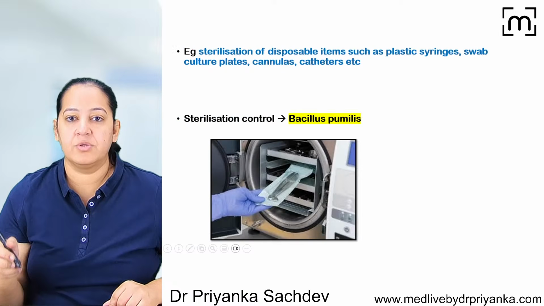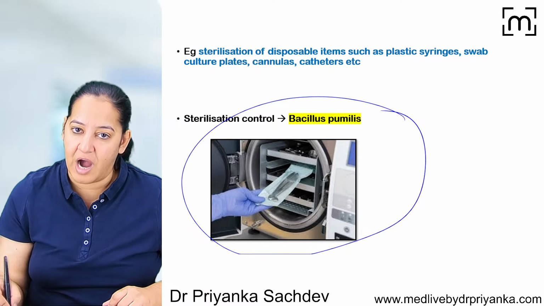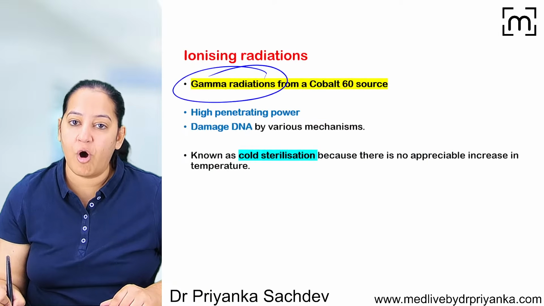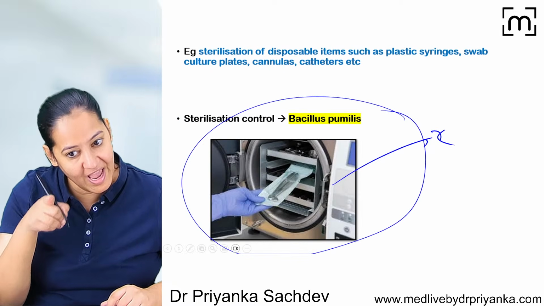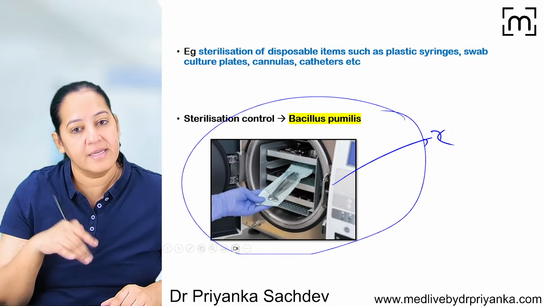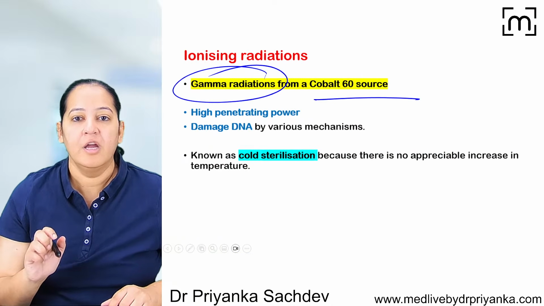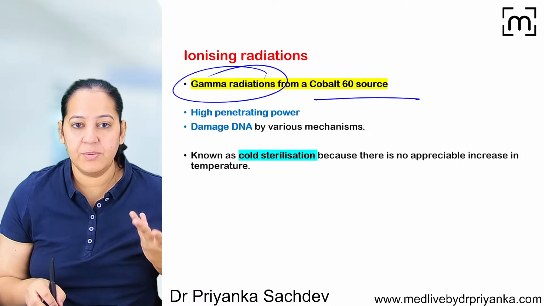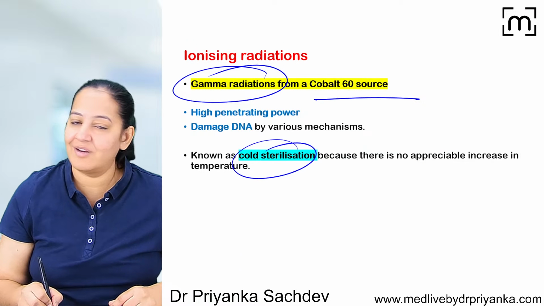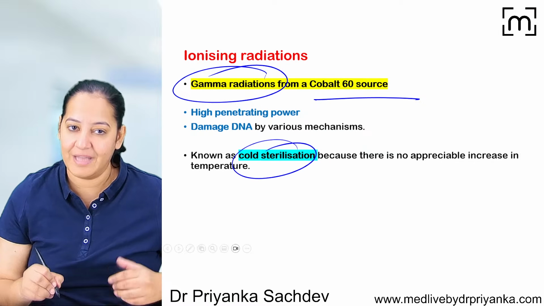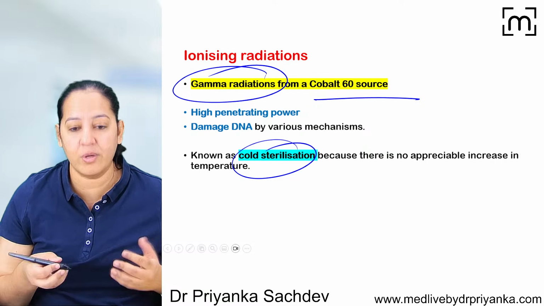From where we generated? So there is a machine. You can see inside which the gamma rays are generated from cobalt 60. It is already having cobalt 60 inside that. Inside which the gamma rays are generated. And there is no heat. That's why it is known as cold sterilization. Neither dry heat nor moist heat. No heat. That's why it's known as cold sterilization.